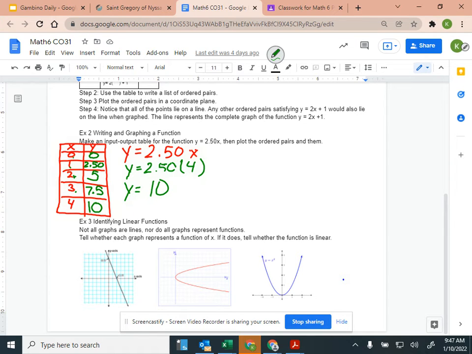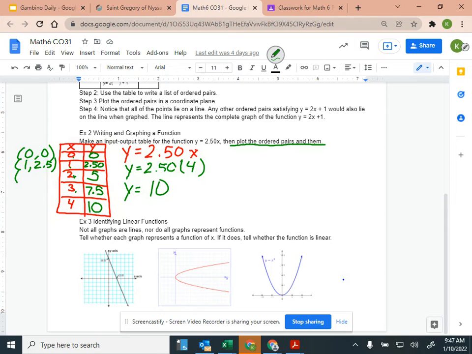It says then plot the ordered pairs, and it should say graph them. I forgot the word graph there. So I need to write down my ordered pairs. What is my first ordered pair? If I'm looking at my x's and my y's, what's the first ordered pair, Zoe? 0, 0. What is my next ordered pair, Josie? 1, 2.5. What is my next one, Ryan?